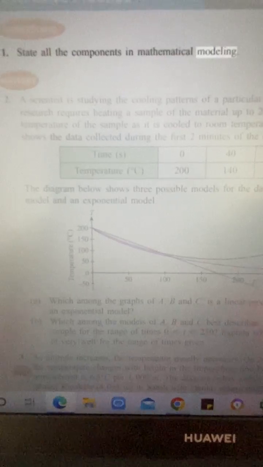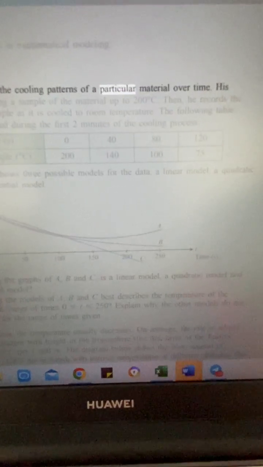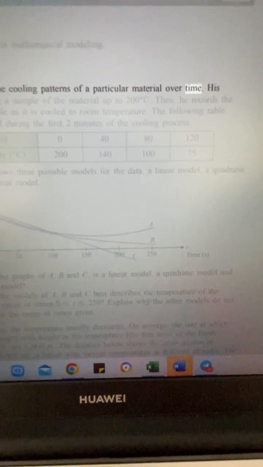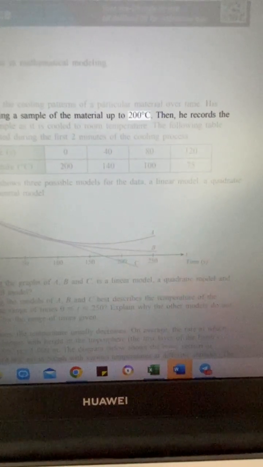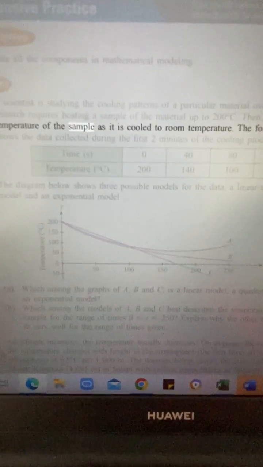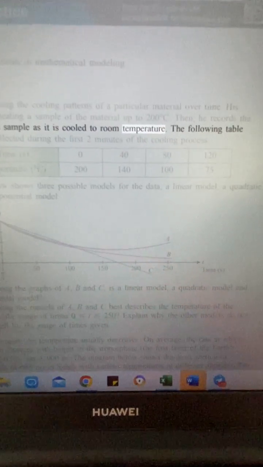1. State all the components in mathematical modeling. Mastery 2. A scientist is studying the cooling patterns of a particular material over time. His research requires heating a sample of the material up to 200 degrees Celsius. Then, he records the temperature of the sample as it is cooled to room temperature.